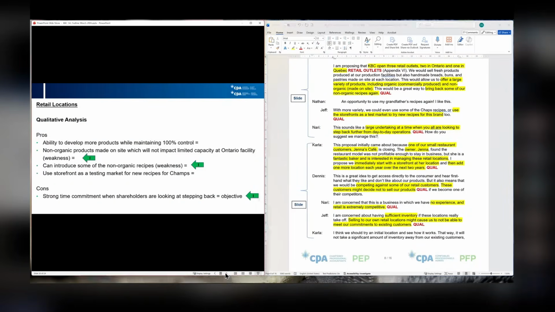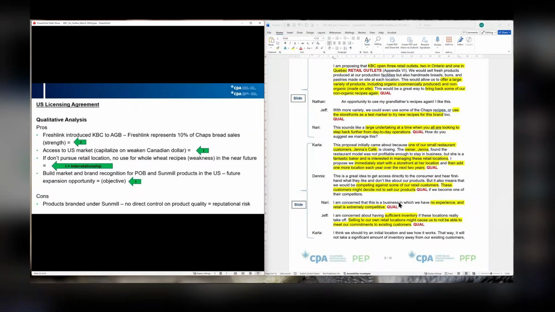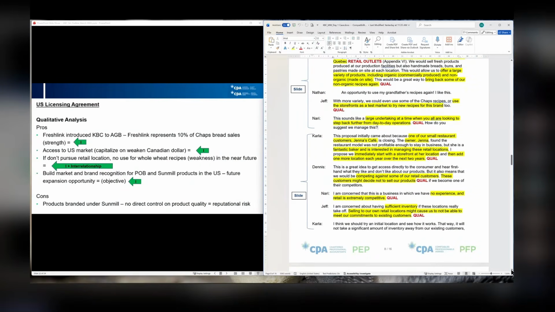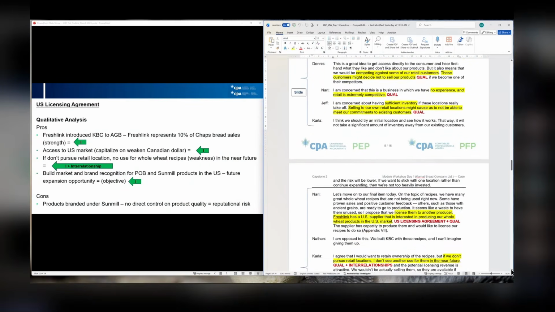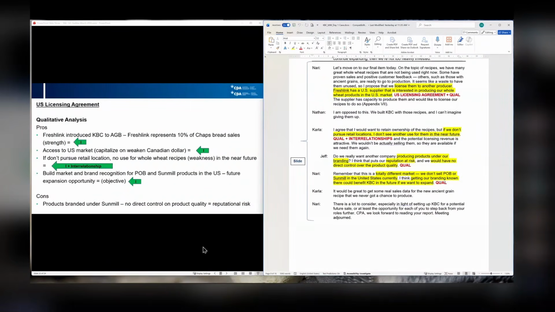So now let's look at what else we have. What other information do we have? Okay, so bear with me for a second here. So we've now extracted everything we need when it comes to the retail. So let's go to the last option, and that is the US licensing agreement. So here is some qualitative information. Under pros, FreshLink has introduced KBC to AGB.